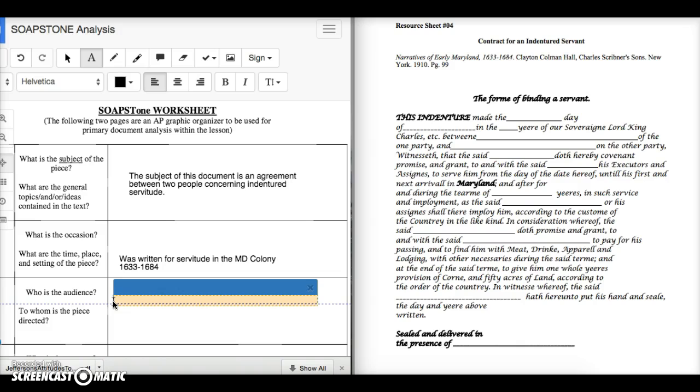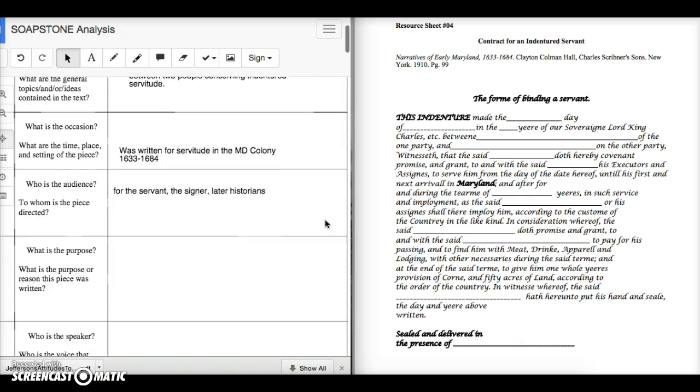So the audience, this document was written for someone. So it would be for the servant, so that they understand what the expectation is for them. The signer, so that they are aware of what their obligations are for the servant that they're taking in. And it's also for later historians who are curious about, you know, what life was like under these conditions and how exactly was indentured servitude carried out. Make sense? All right, so we're going to come down here a little bit more.